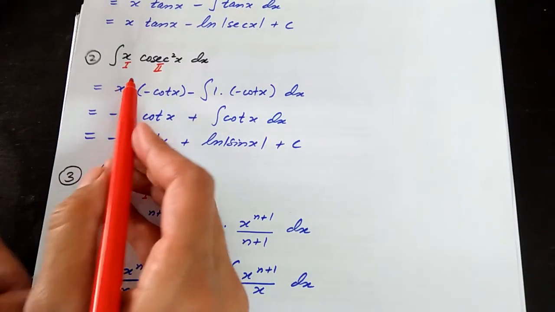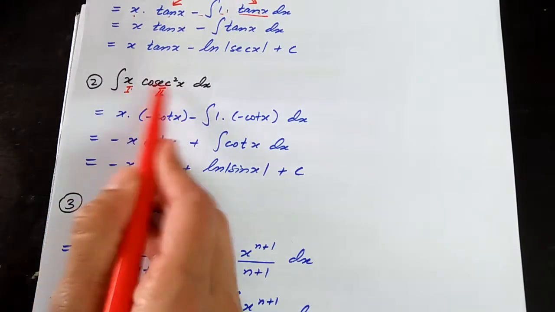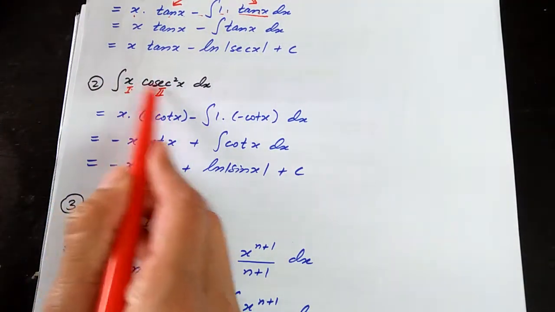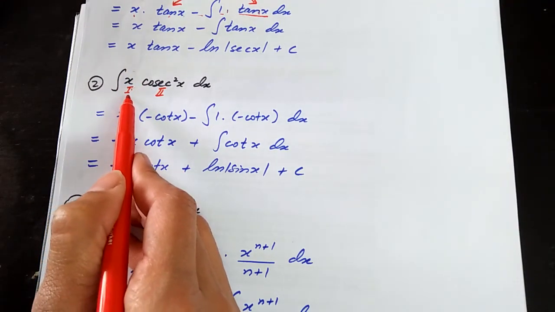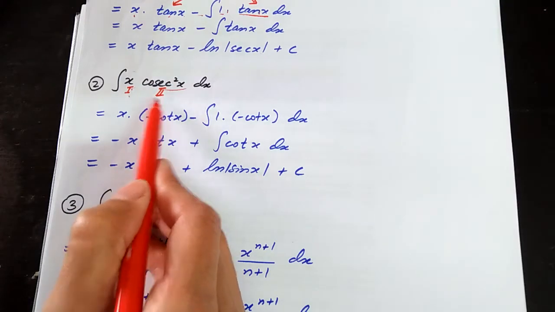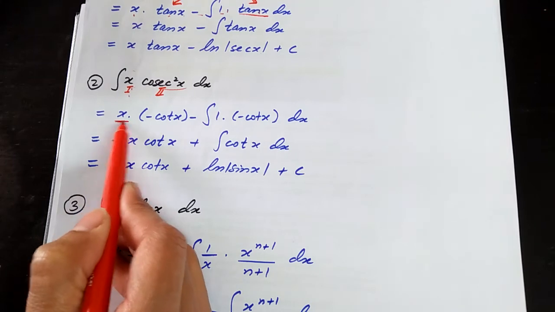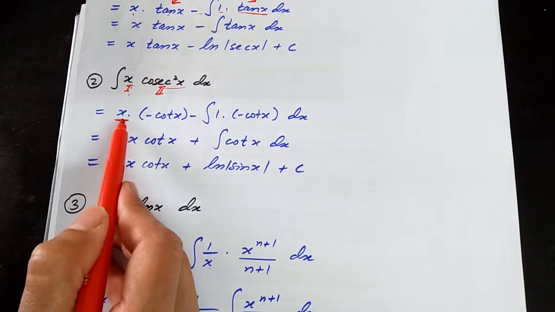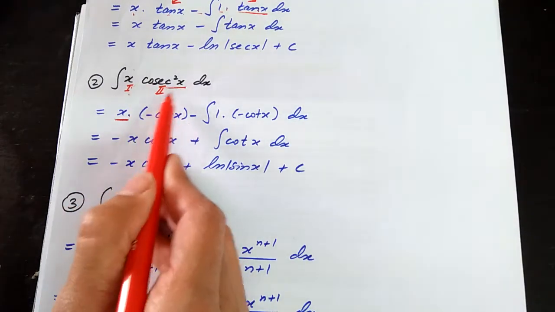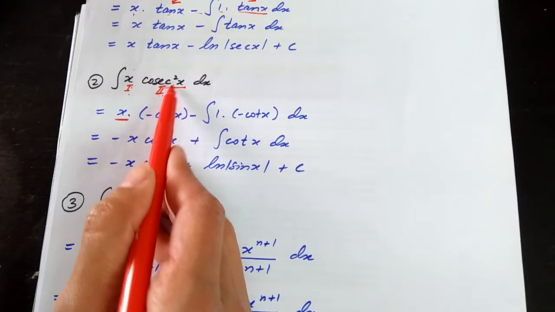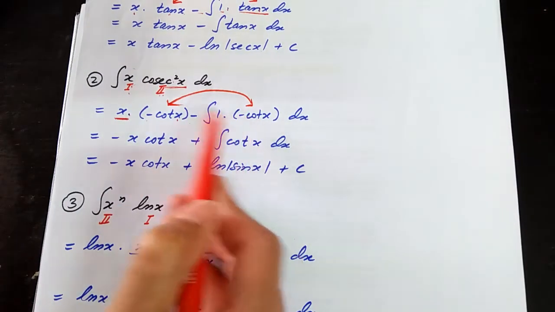Question number 2. Take the integration of x cosecant square of x. Both of them have integral formulas. Now differentiate both of them. X is reduced on differentiation, so just name it as first function and cosecant square of x as second function. Using the formula of integration by parts, first function, this is x, into integration of second function. Second function is cosecant square of x. Its integration will be minus cot of x. That will be written as it is here as well.